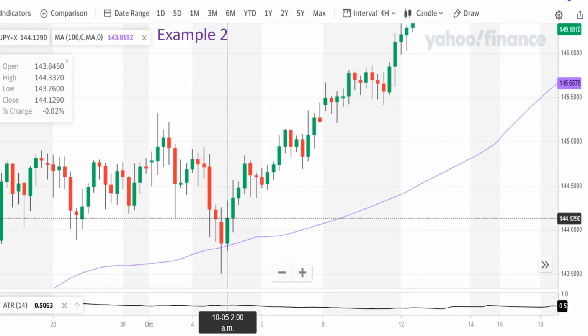Example number 2. This is USD JPY pair and 4H time frame. As I explained earlier, to enter the trade, first we should check the direction of the trend, and since the price is above the SMA 100, the trend is in upward direction, and we should look to go long or enter the trade.